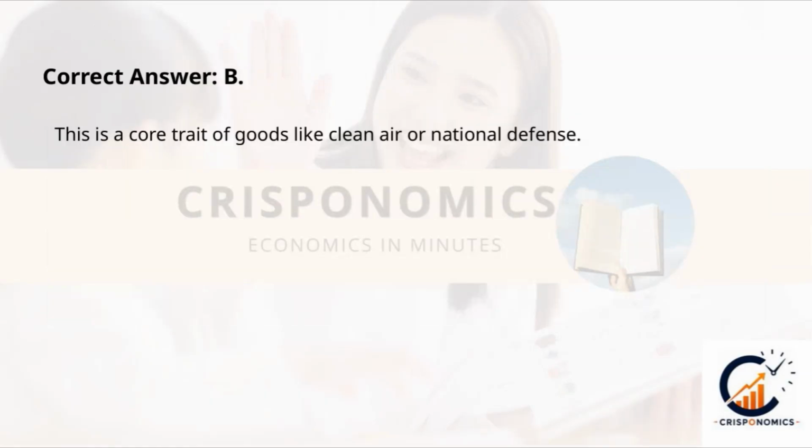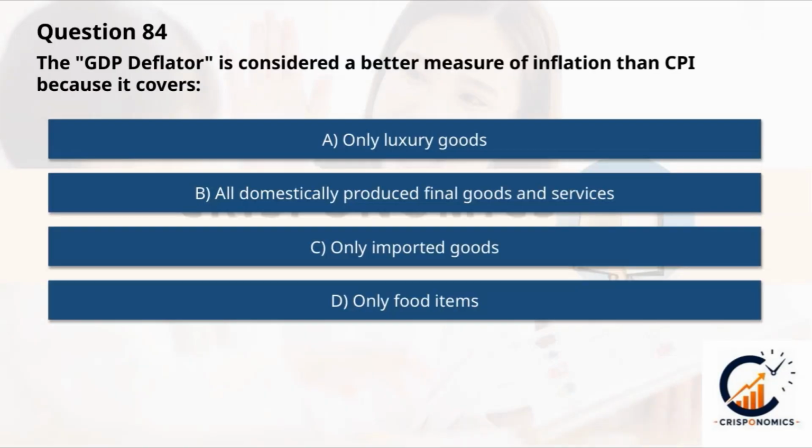Some goods share a special quality: they're available to everyone, no matter who you are or where you live. Clean air and national defense are perfect examples. These goods can't be withheld from anyone, and one person's use doesn't reduce what's left for others. This core trait shapes how we think about providing and protecting them, and it's what makes them so essential to society.